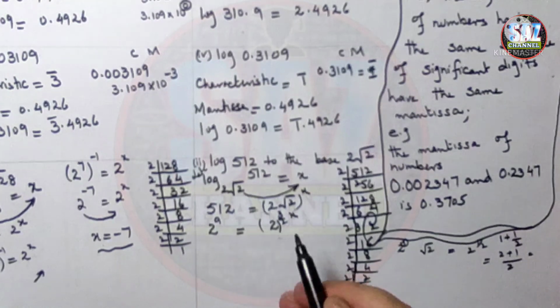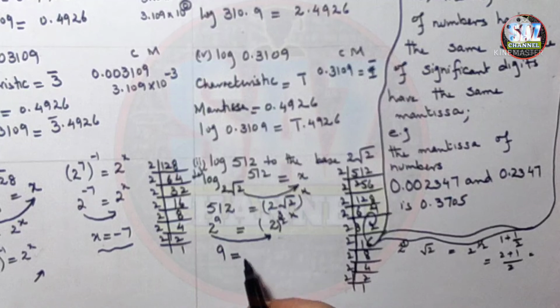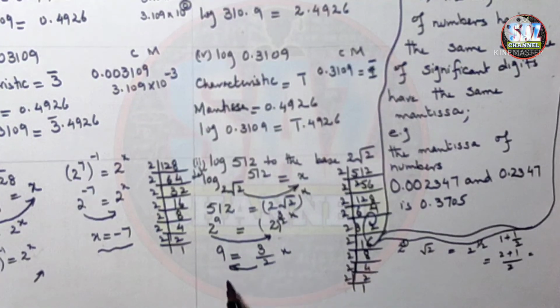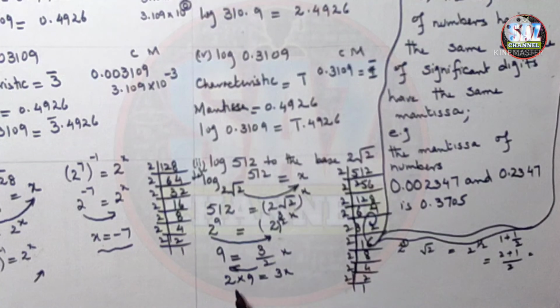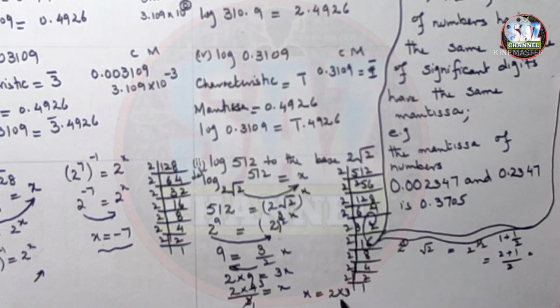Again you can see that the bases are the same, so we can equate the powers. 9 equals 3 by 2 x. Now it has become really easy: 2 multiplied by 9 equals 3x, or 2 multiplied by 9 by 3 is equal to x. 3 ones are 3 and 3 threes are 9, so x will be equal to 2 times 3, which is equal to 6. x equals 6 in this situation.